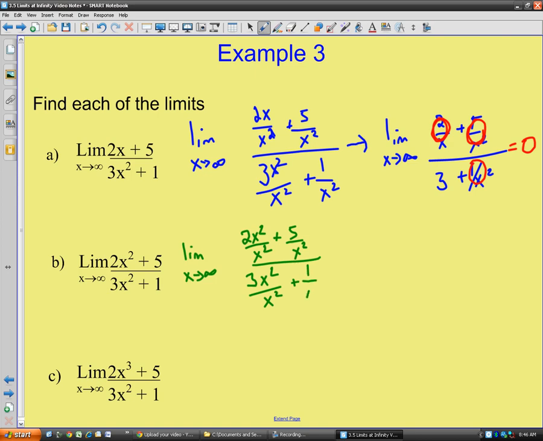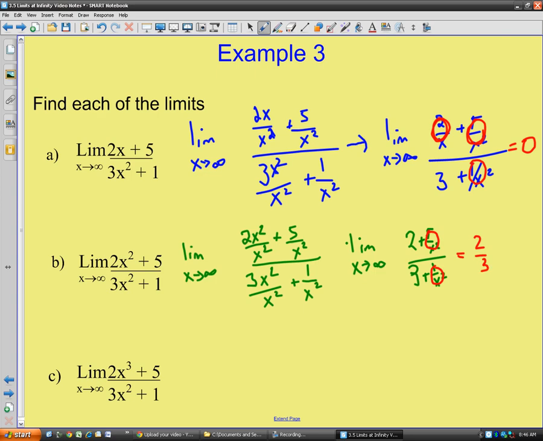And so by doing all of this, if I rewrite my limit, I end up with, and this will also work for negative infinity, just so you know, 2 plus 5 over x squared, and then this is 3 plus 1 over x squared. So if this is the case, then you'll notice that when I take my limit to infinity, these guys become zeros, and I'm left with 2/3 as my limit. And that's really what we're doing.